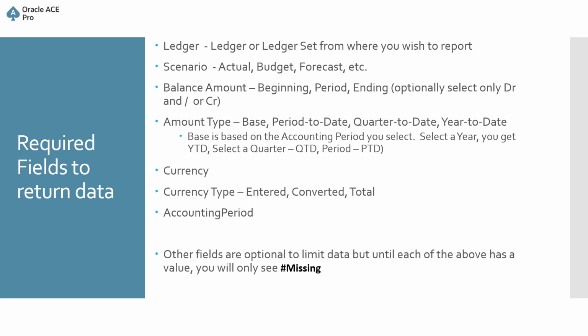So the first one that I will typically fill in is my ledger or ledger set. Okay, so you can select that either from the drop-down list by clicking the 3 dots, or you could actually go to member selection as we did on the prior slide. You also have to select the scenario. Scenario is actual or budget or forecast. Now bear in mind, scenario is a user-defined value set. Oracle comes seeded with the value of actual, but you can add as many scenarios as is meaningful.